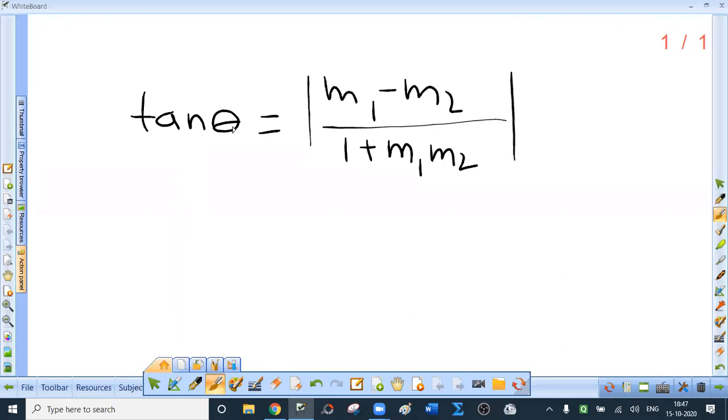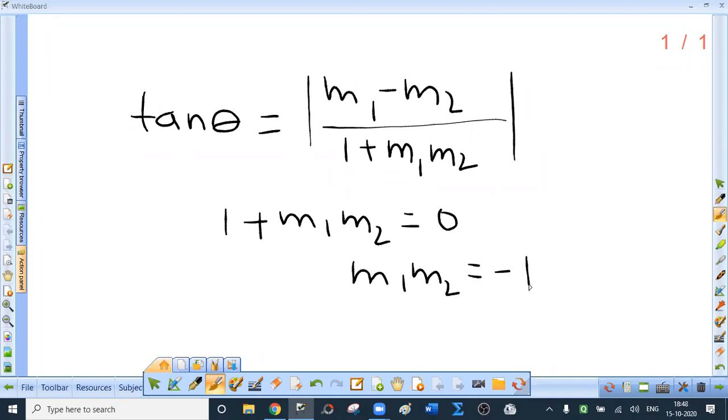Now, if the lines are perpendicular, then 1 plus m1 m2 will be 0. Why? Because tan 90 degrees is not defined, because sin 90 is 1 and cos 90 is 0. So 1 plus m1 m2 is 0, that is, m1 m2 is nothing but minus 1. So the product of slopes of two perpendicular lines is minus 1.